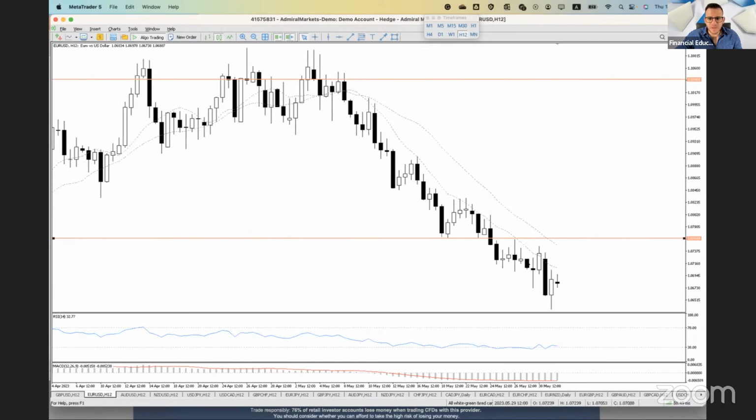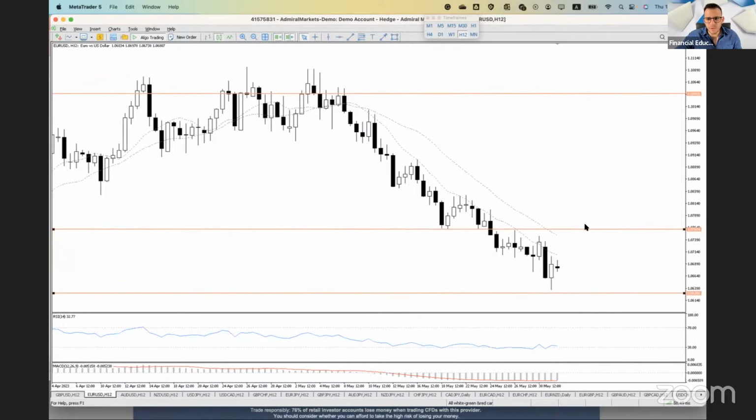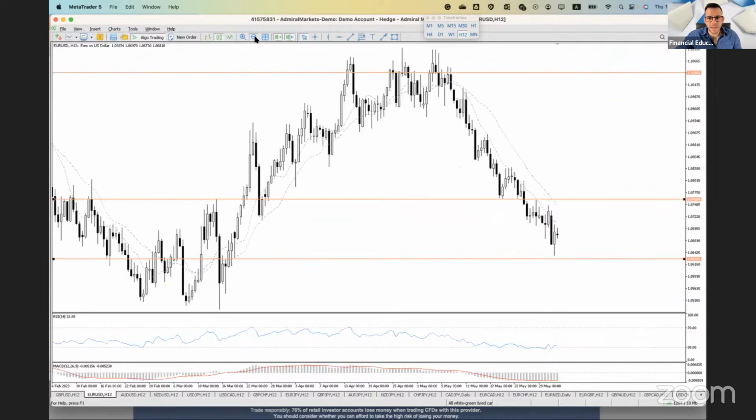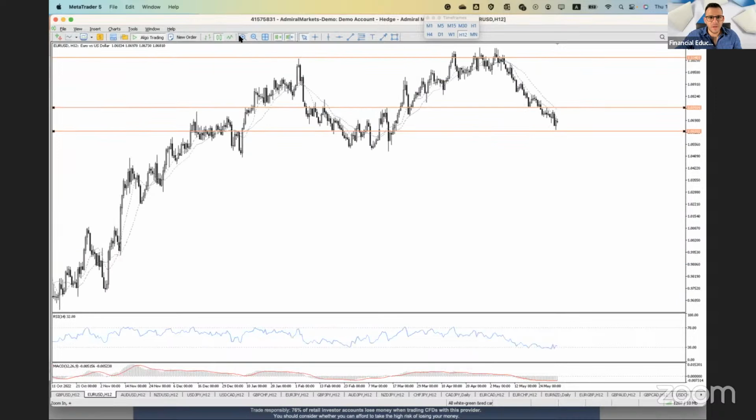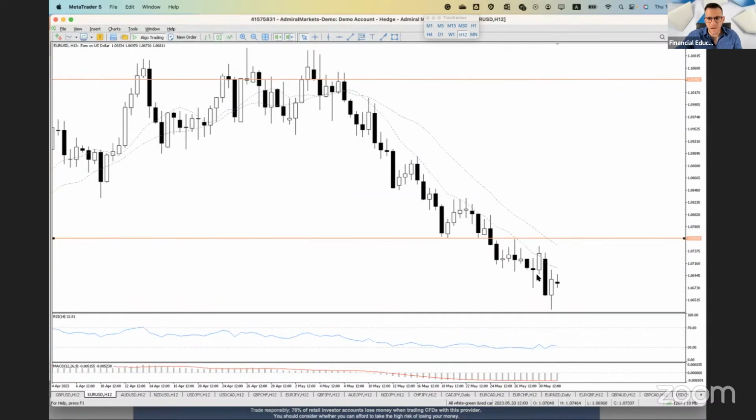Euro US dollar is still in a downtrend, too much weakness on the euro. From time to time, we do expect to have a retracement. Now, for counter trend traders, I might enter long on this one just for the scalp.